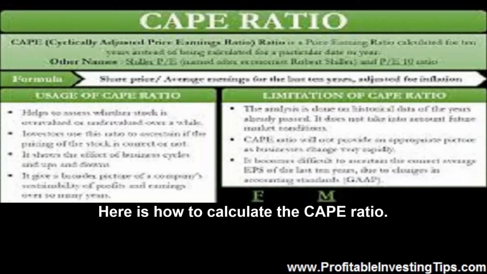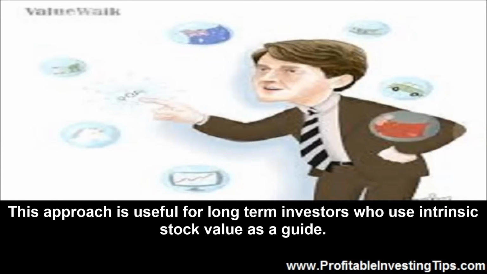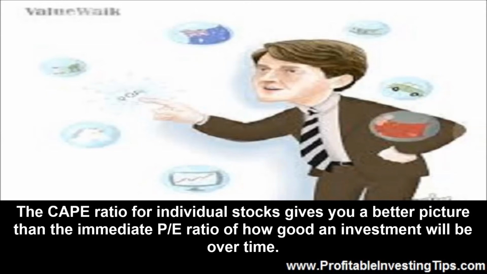CAPE ratio formula and what it tells you. Here's how to calculate the CAPE ratio. CAPE ratio equals share price 10-year average adjusted for inflation divided by 10-year inflation adjusted earnings. This approach is useful for long-term investors who use intrinsic stock value as a guide. The CAPE ratio for individual stocks gives you a better picture than the immediate PE ratio of how good an investment will be over time.